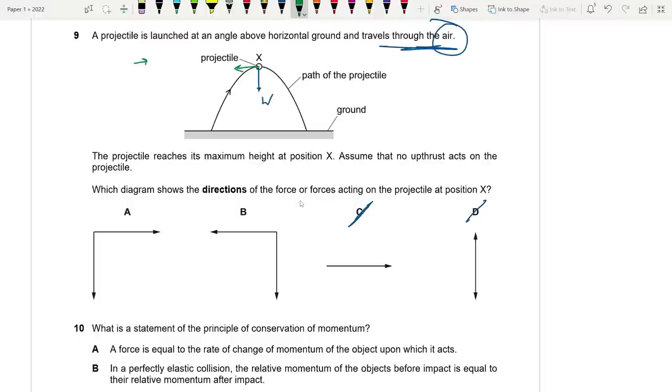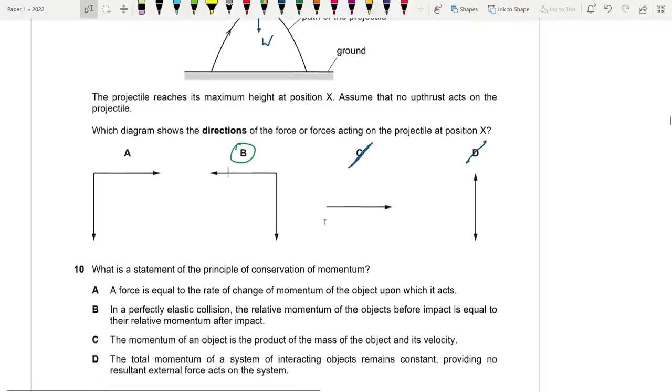That is why the correct answer should be B. 9 is in fact B. Okay, typically you will assume that air resistance is negligible. They will mention that in the question.